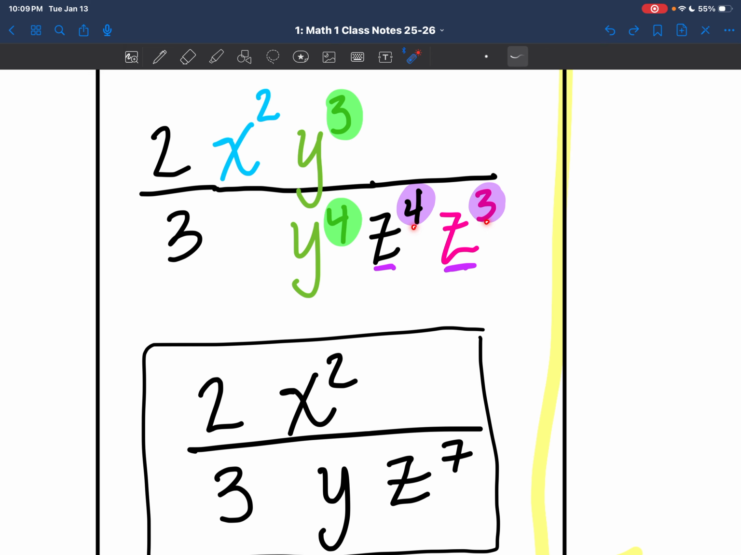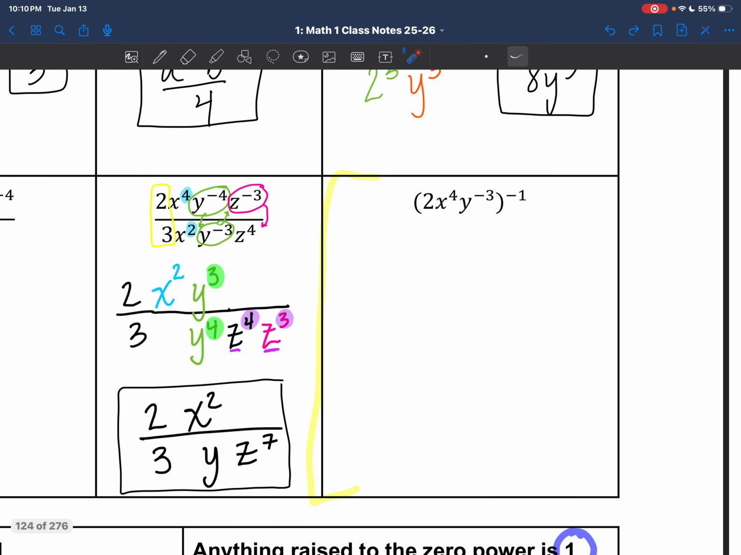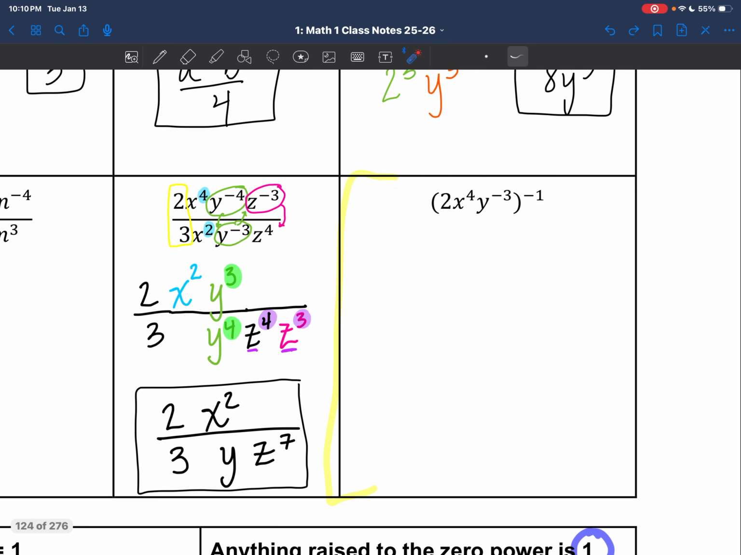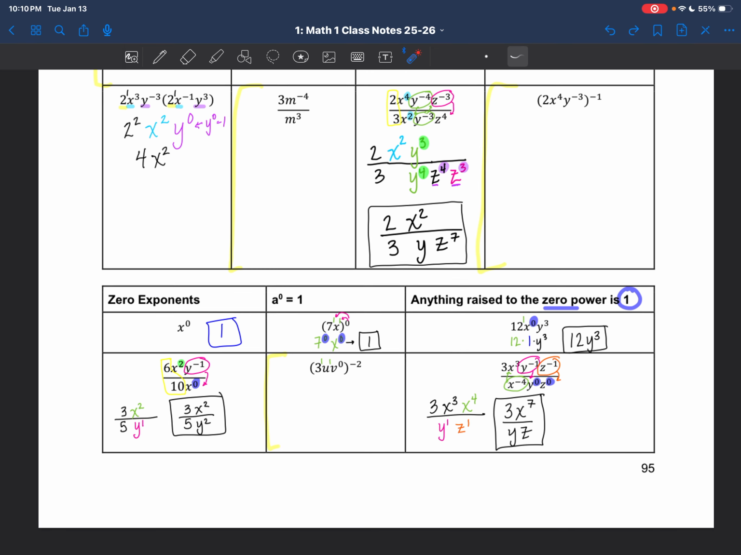And then here, since they're both in the denominator together, and you're multiplying the same base, you're going to add the exponents to give you 7. So this is your final answer. All right, I want you to go ahead and try that one.